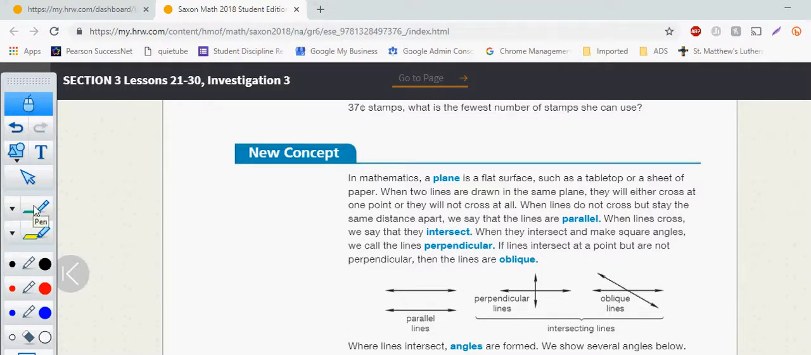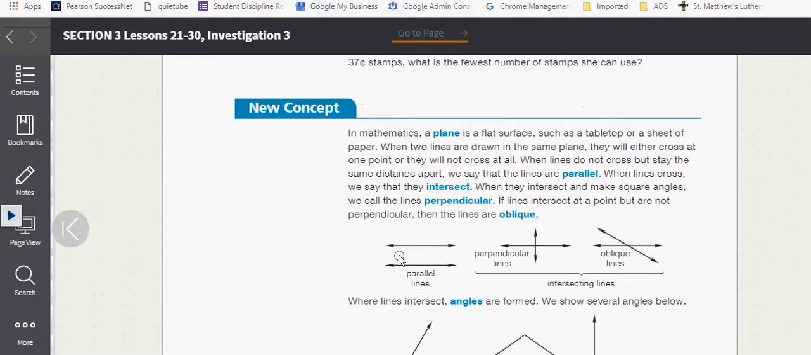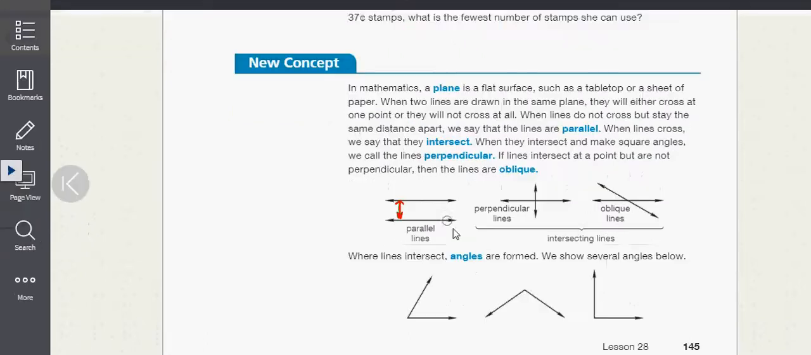A plane is like a tabletop or a piece of paper that we draw lines on, and when you put two on the same plane, they're either going to be parallel, meaning that they'll never cross, that the distance between them will always be the same amount. This distance will always be the same, no matter how far down the lines we look. Or they're going to be intersecting. It's got to be one of those two categories.